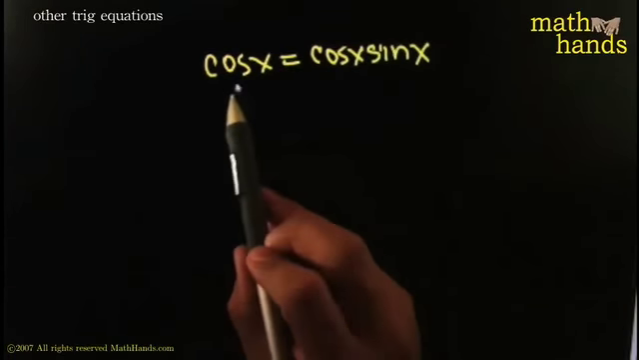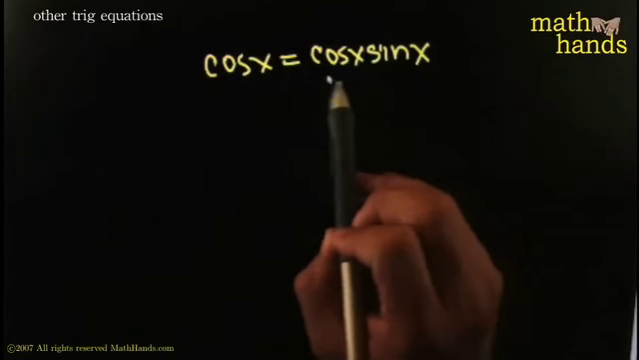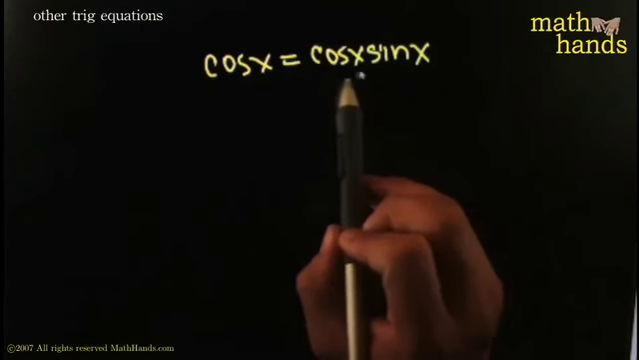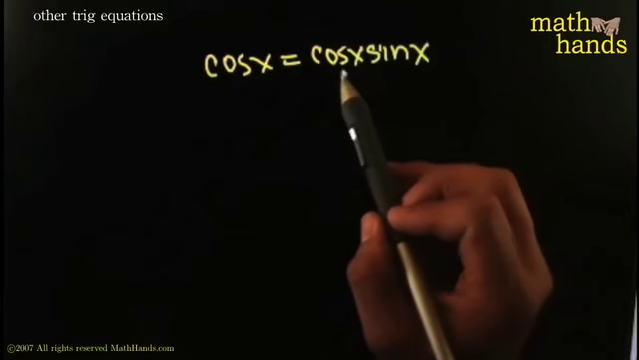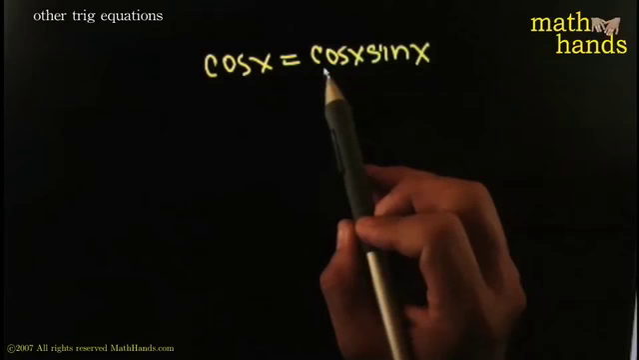By the way, here you might be tempted to divide both sides by cosine x. That's a dangerous proposition. You don't want to be dividing by things that could possibly be zero. In essence, what you're doing is throwing away a solution.